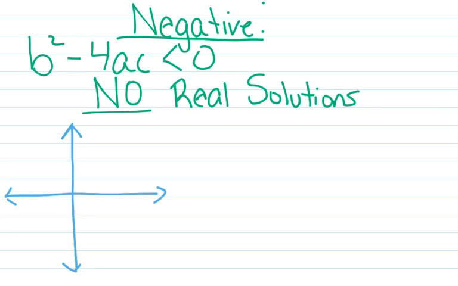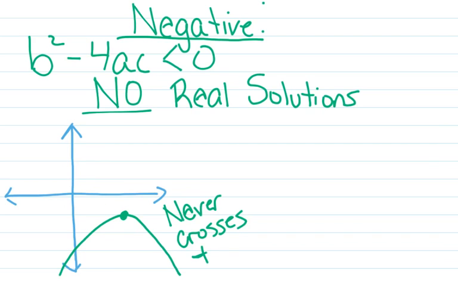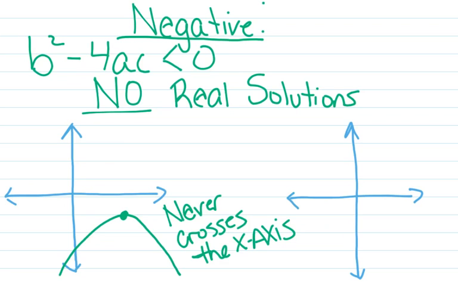And what this would look like is that I could just have one down here like this. So this never crosses the x-axis. And I can have another one over here. And this guy just chills up in here. And again, never crosses that x-axis.